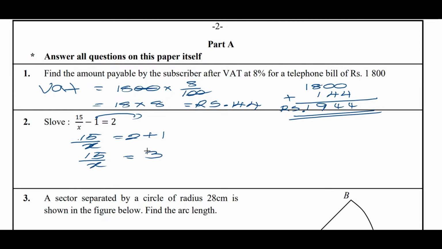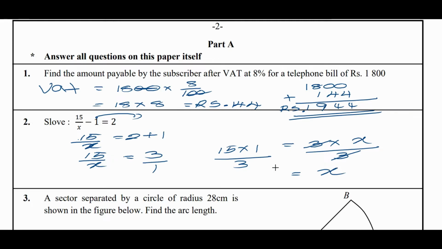Then I can cross multiply this one. That means this x by this one, already we can put 1 here if you want. Then we can write 15 into 1 equals 3 into x. Then you can divide both sides by 3. Cancelling, x equals 15 divided by 3, which is 5. We get the answer: x equals 5. That's also a very easy one. Let's try the third one.